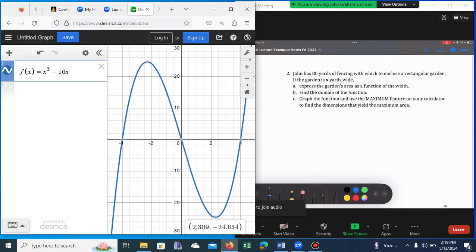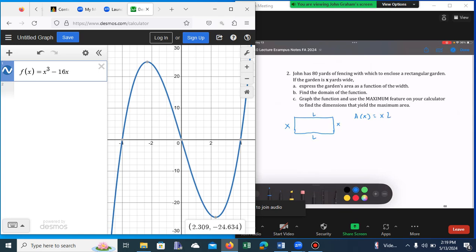And so it's going to be a rectangle, and the width is going to be x. The length is going to be L. We want to express the garden's area as a function of the width. So A of W, well, A of x, since width is x, is going to be equal to x times L.